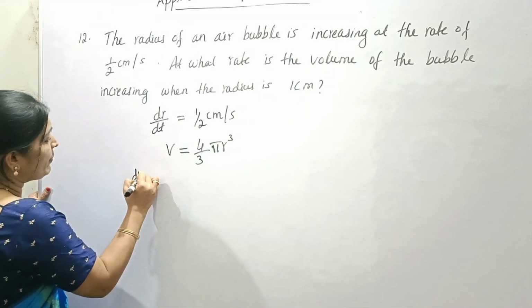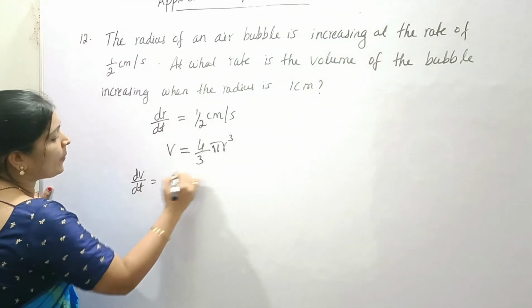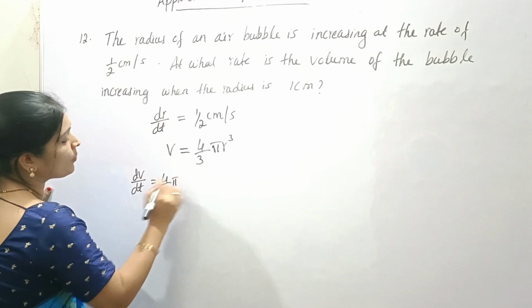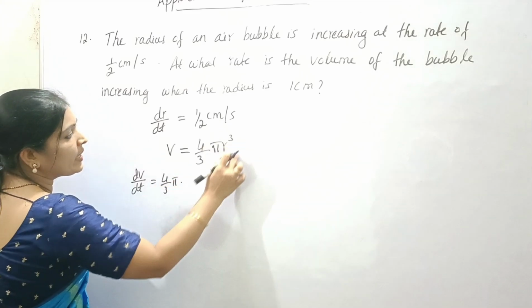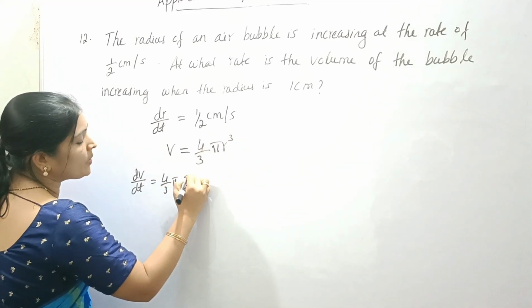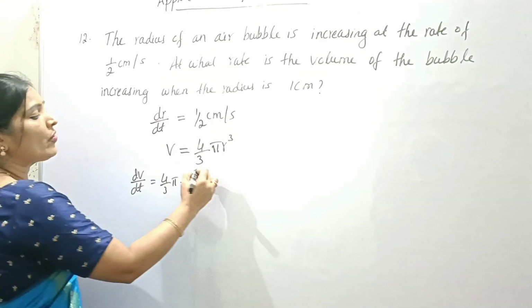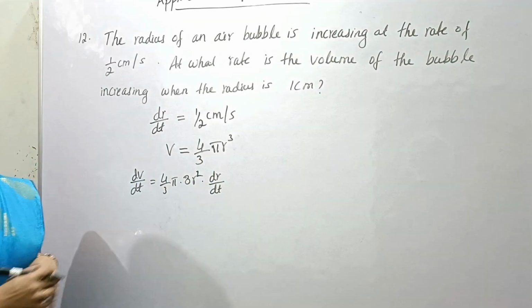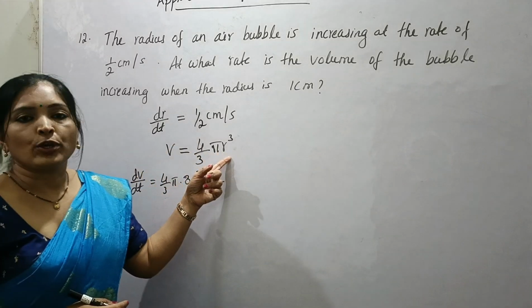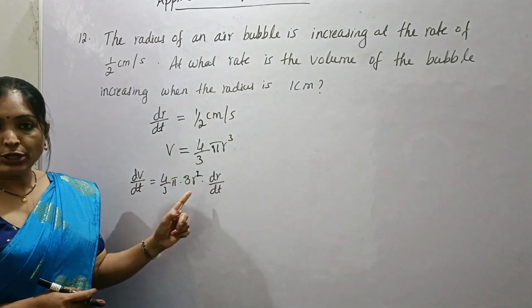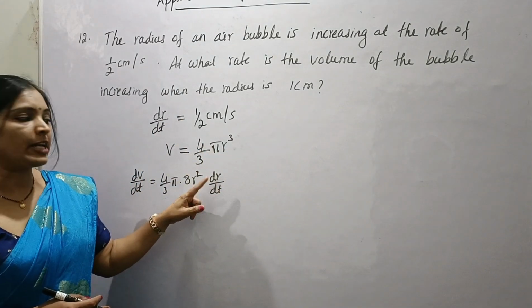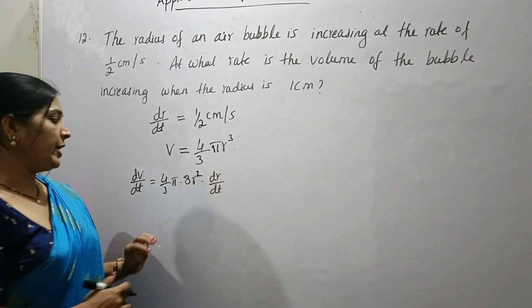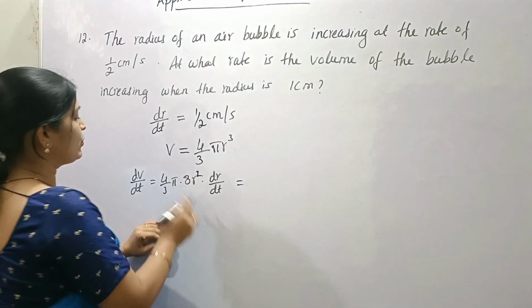So dV by dt is equal to 4 by 3 pi, which is the constant, into the derivative of r cube, which is 3r square into the derivative of r with respect to t, that is dr by dt. Now let's substitute the values.